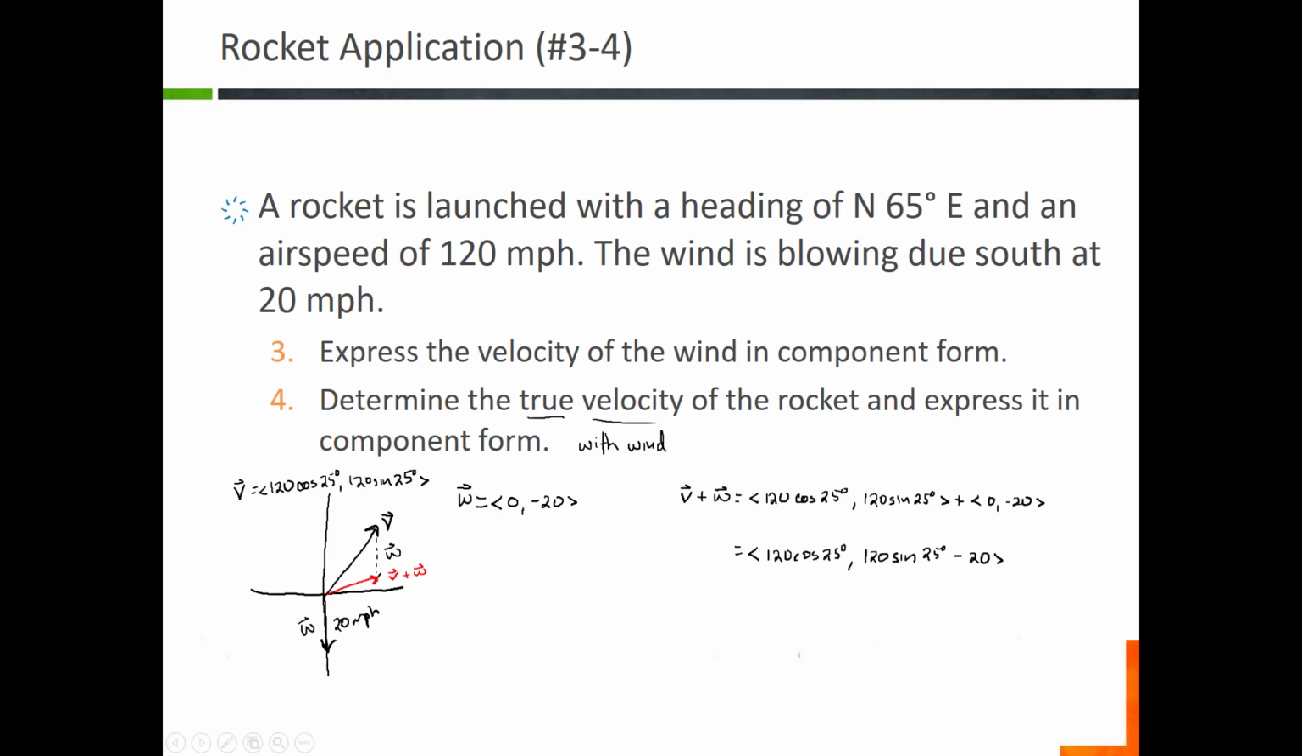And we can go ahead and compute this all with our calculator just to get something that makes a little more sense. And so we get 108.76 for the horizontal component, and then we get 30.71 for the vertical component. That is the velocity of where the rocket's actually going to travel, and those units would be in miles per hour, because we're still talking about speed basically. It's just now it has magnitude and direction, not just magnitude.